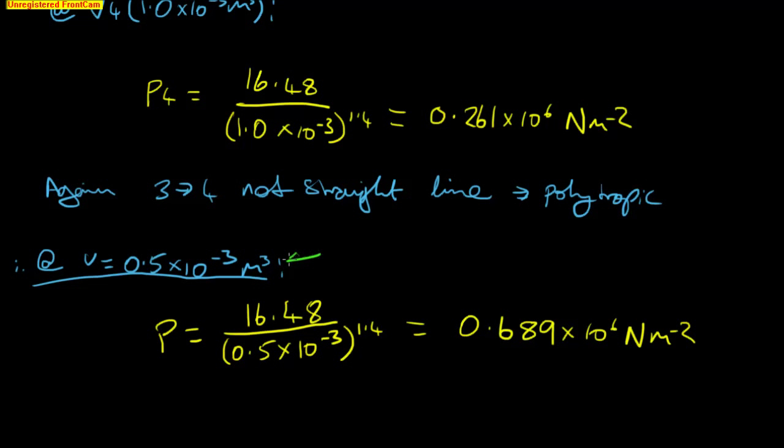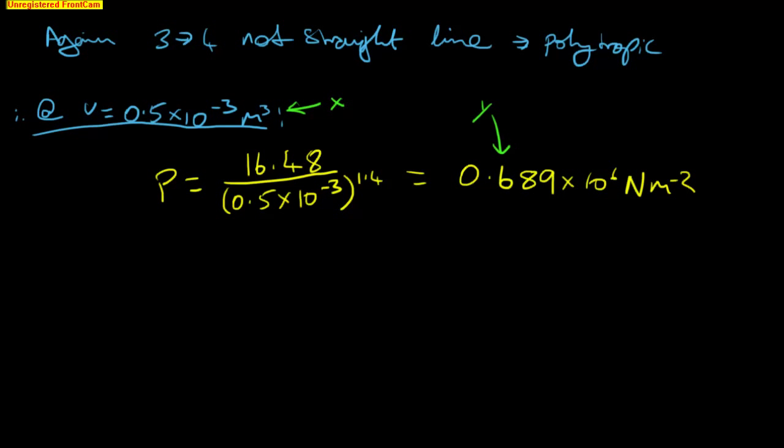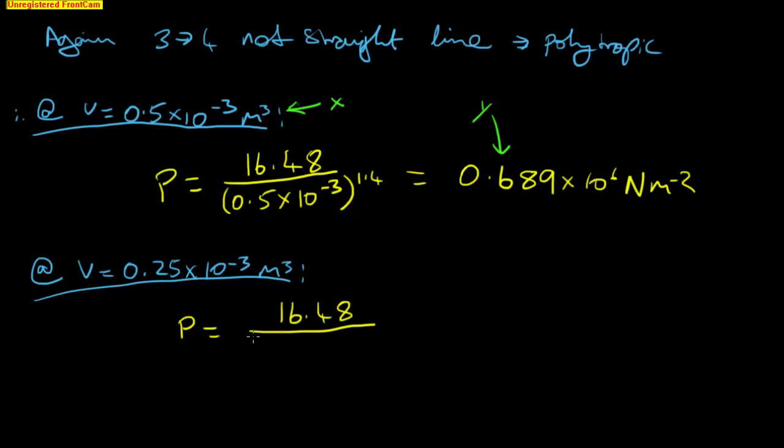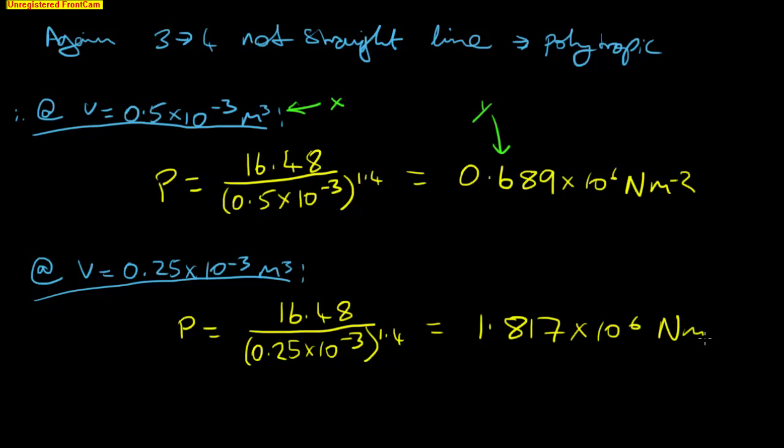So what we're actually doing here is we're calculating X and we're calculating Y on the graph for that point. And we're doing this for each point, so we'll know a number of X and a number of Y's and can plot it very easily. So we'll do the same for 0.25 litres. Get 1.817 megapascals.